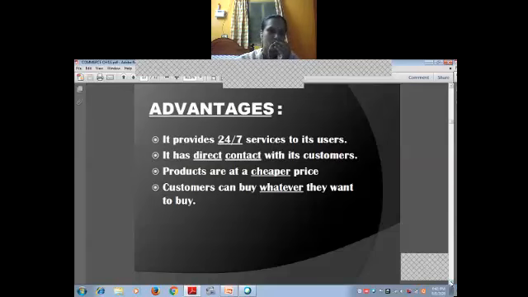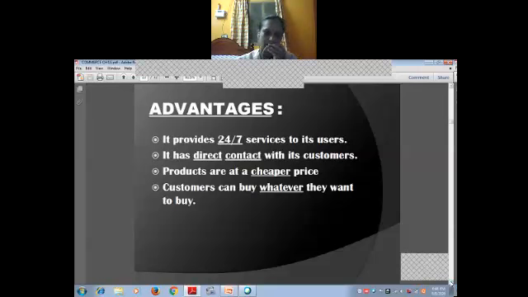Okay. Advantages. So many advantages we are having. It provides 24/7 services to its users. So online lessons, you can use anytime, isn't it? 24/7. It has direct contact with the customer. So directly we are contacting. So Flipkart and then Snapdeal and then so many things nowadays we are using, Amazon and all. So 24/7 you can order your products and then direct contact with the customers.